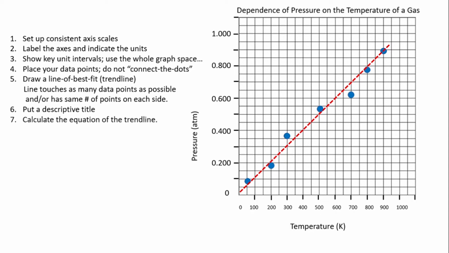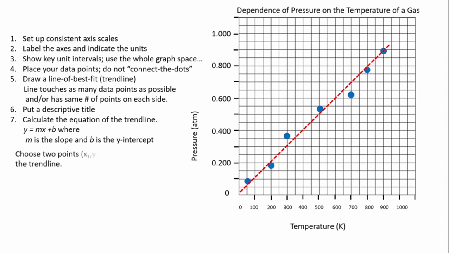Now, the usefulness of a trend line is that a straight line in algebra has an equation y equals mx plus b, where of course y is the dependent variable, x the independent variable, m is the slope, and b is the y-intercept. In other words, the point on the graph where the line crosses the y-axis. That is the value of y when x equals 0.